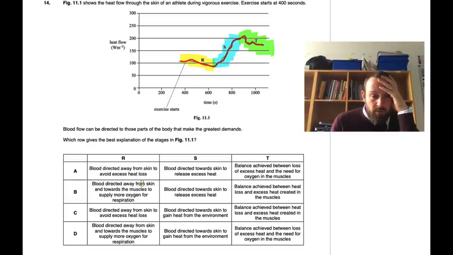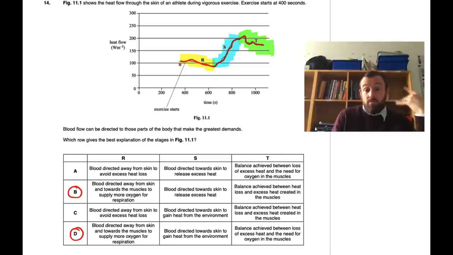All right, so R: blood directed away from the skin to avoid excess heat loss. I don't really think so. Blood directed away from the skin and towards muscles to supply more oxygen for respiration. Okay, so we have to choose between these. Is it about heat loss or is it about respiration? I think it's B or C, because once exercise starts, blood is immediately diverted towards muscles. That's pretty rapid. It's not that once exercise starts, suddenly the body is worried about cooling down. That doesn't make sense. So we can already go to B and D.